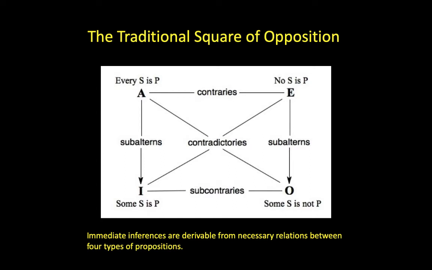Same goes for the claim no S is P and some S is P. If you say no pit bulls are vicious and someone says but some pit bulls are vicious, then you've got a contradiction going on. When you've got a contradiction, it means that one is correct and the other is not correct. That is, when one is true, the other's got to be false. They both can't be true. They both can't be false. I'll give you some more examples.